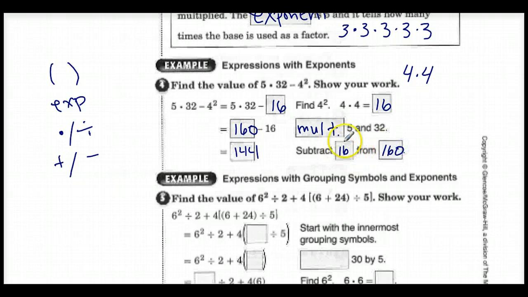Now notice how they did that. They wanted you to write it in the correct order. We don't subtract 160 from 16. We subtracted 16 from that 160.